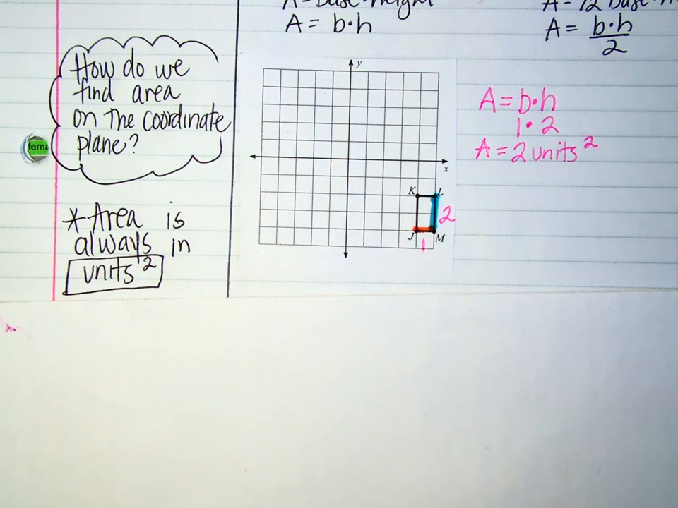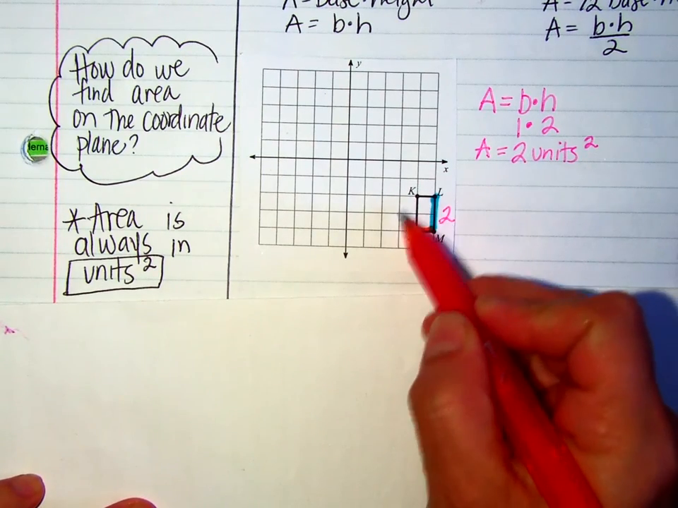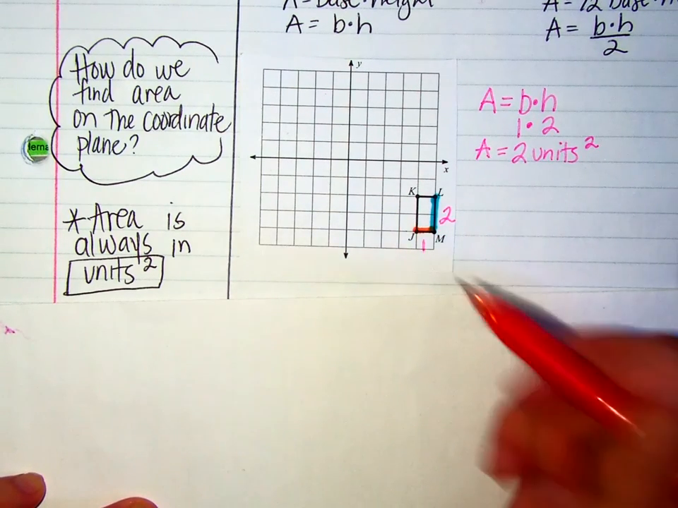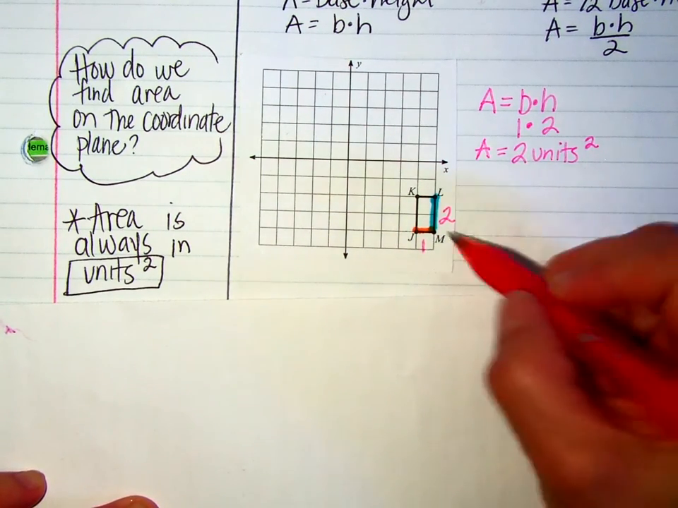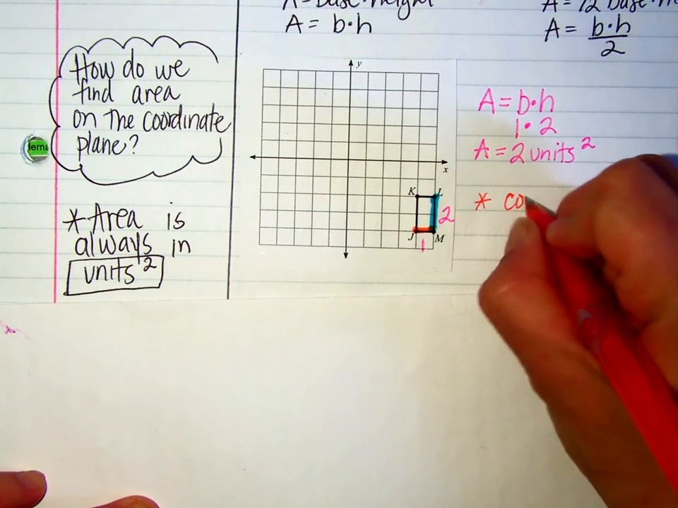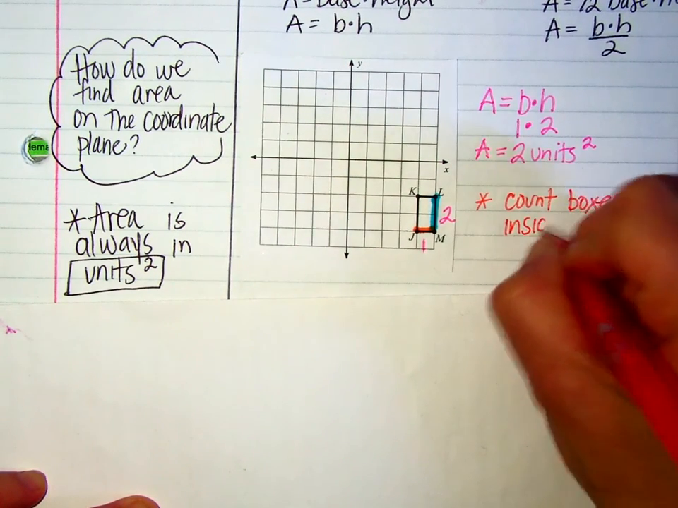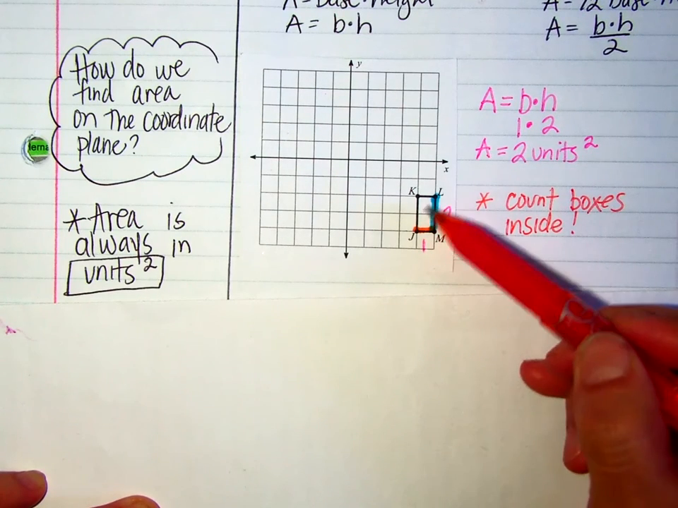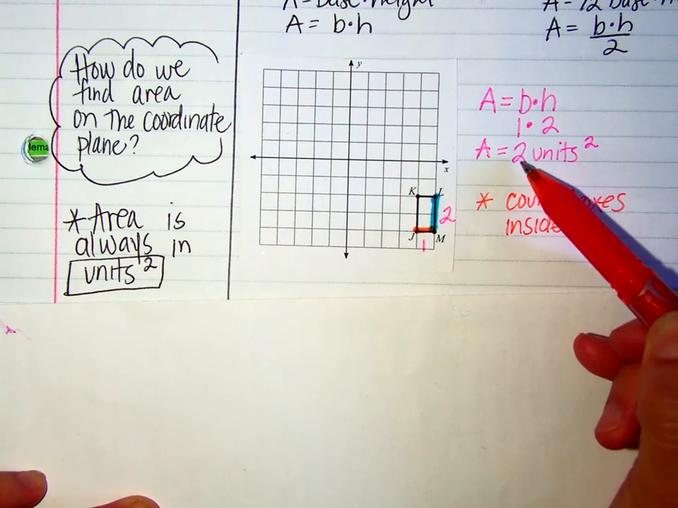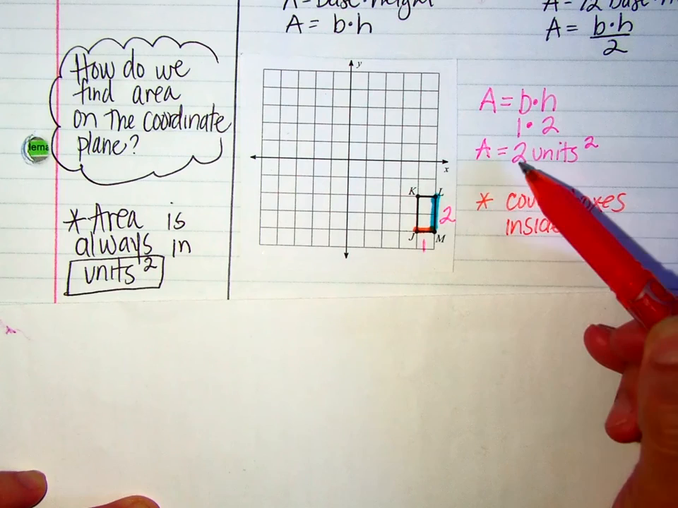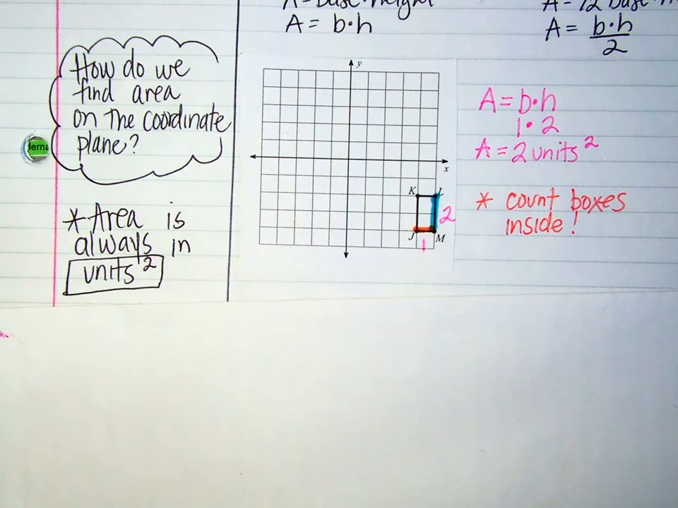Okay. Another way you can tackle this type of problem for area is you can actually count how many boxes it takes up, as long as we're not talking about half boxes or parts of boxes inside the coordinate plane. So all I can do is count the boxes inside. If I do that, there's 1 box, 2 boxes. So that means that the area of this shape is 2 units squared.